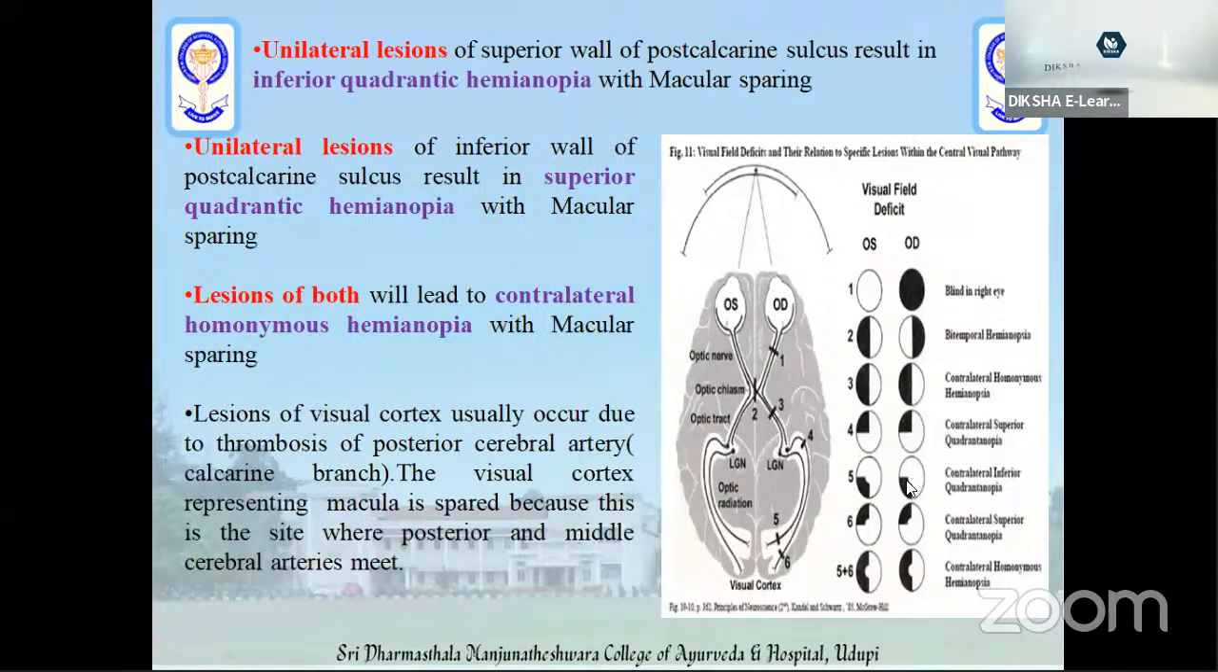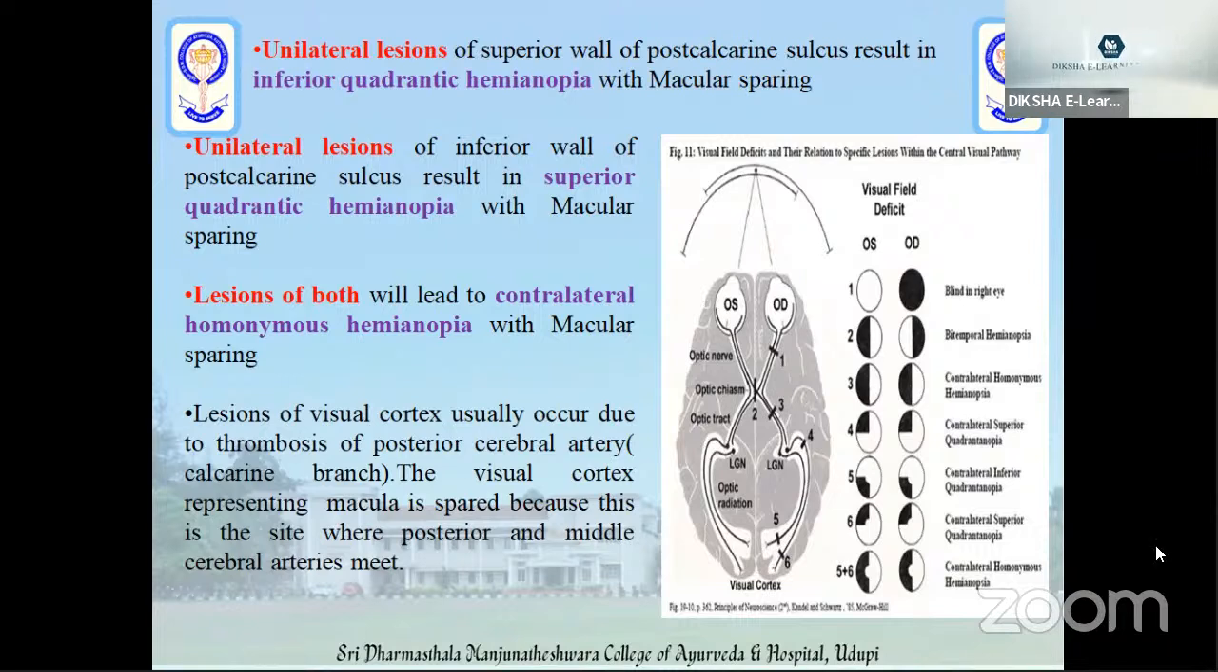Now, unilateral lesions of the inferior wall of the calcarine sulcus result in superior quadrantic hemianopia, meaning the superior part of the visual field is lost. Lesions of both the superior wall and the inferior wall will lead to contralateral homonymous hemianopia. Contralateral homonymous hemianopia means a part of the visual field seen by both the eyes is lost, with macular sparing.